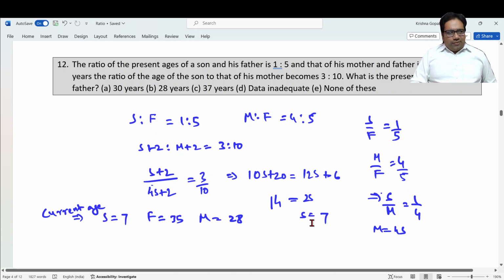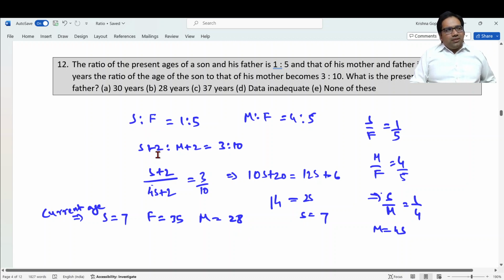So age of son is 7. What is age of father? 5 into son, 35. What is age of mother? 4 into son is equal to 28. Son is 7 years, father is 35 years, mother is 28 years. Right, that is the current age.